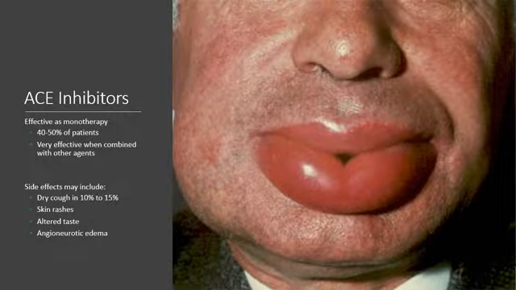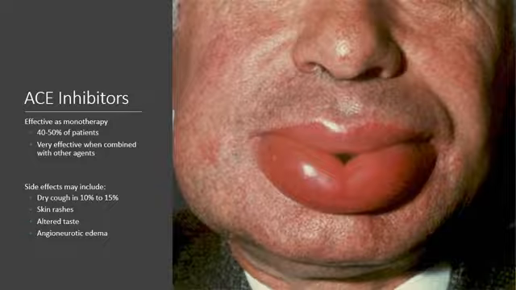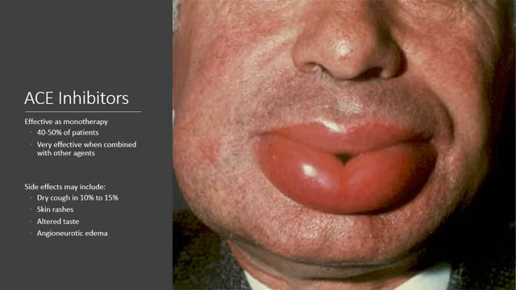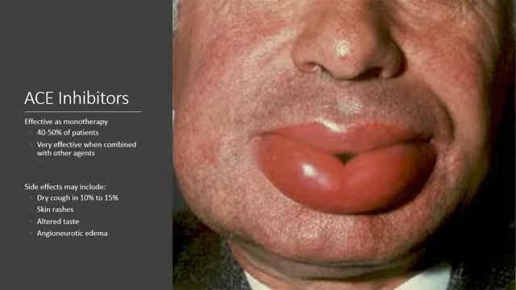So ACE inhibitors, in addition to the cough that we see, some of the other side effects, you can see the dry cough occurs in about 10 to 15% of patients. When the dry cough happens, typically patients will go off their ACE inhibitors. They'll move them to a different medication like an ARB potentially.